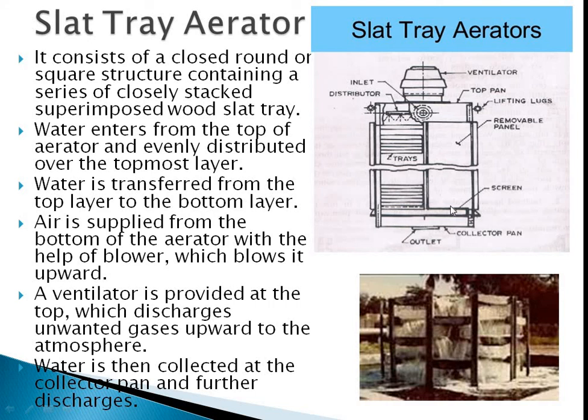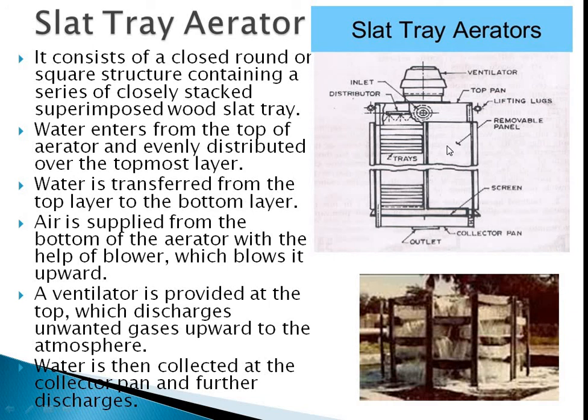This is the figure of the slat tray aerator, and I will first tell you its construction. At the top is the ventilator, and there is the inlet pipe, at the end of which there are various types of distributors. This is a top pan which covers the water. Ventilator means the excess waste gas released from the water will escape through this ventilator.